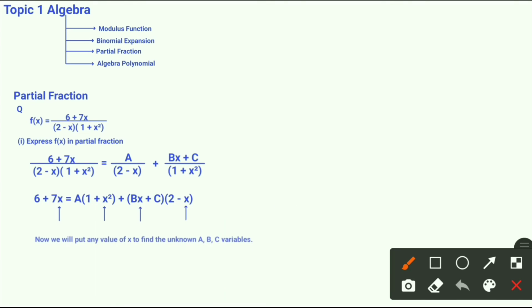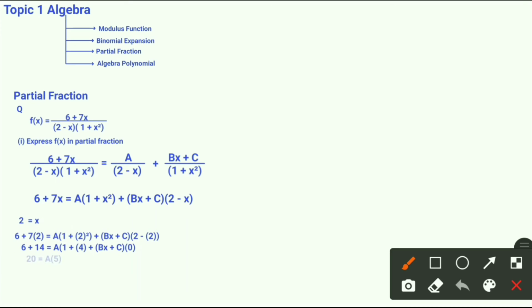There you go, we have this. Now we will put any value of x to find the unknown A, B, C variables, but choosing the right value of x will make it easier. So if we put 2, then we could find the value of a. Okay, we have found the value of a. Now updating it. There you go.